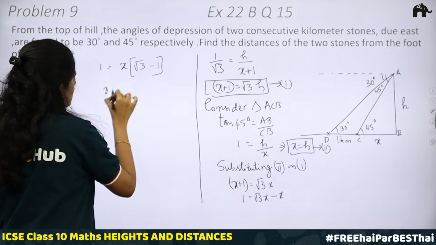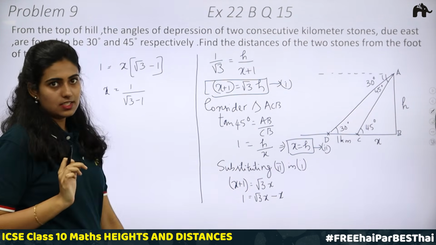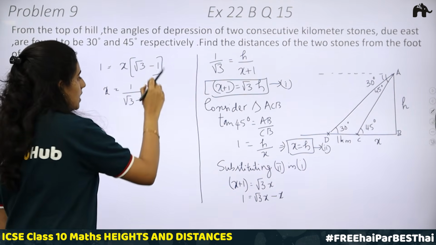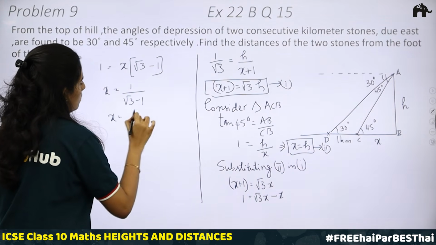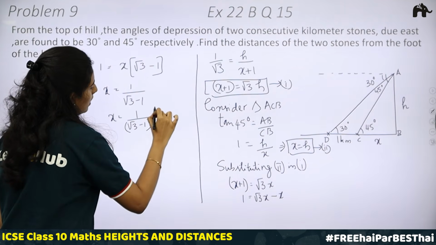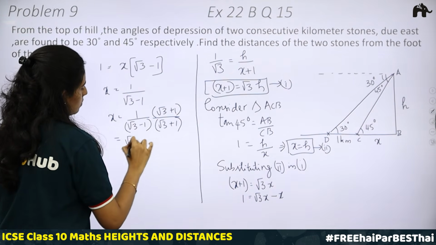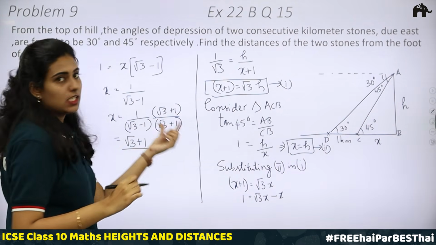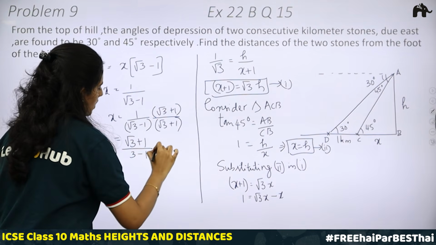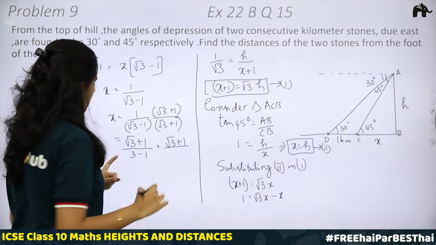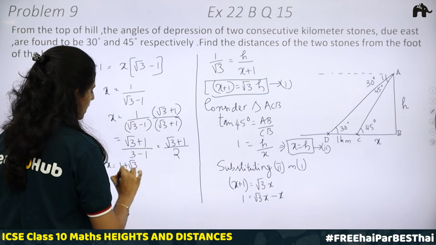Now, we have x is equal to 1 divided by root 3 minus 1. In this case, you will take the complex conjugate and multiply with the numerator and denominator. Here, the conjugate of root 3 minus 1 will be root 3 plus 1. So, x is equal to 1 by root 3 minus 1 into root 3 plus 1 divided by root 3 plus 1. That is root 3 plus 1 divided by a minus b into a plus b, that is a square minus b square. Root 3 square is 3, minus 1 square is 1, which is equal to root 3 plus 1 divided by 3 minus 1, which is 2. x is equal to 1 plus root 3 divided by 2.